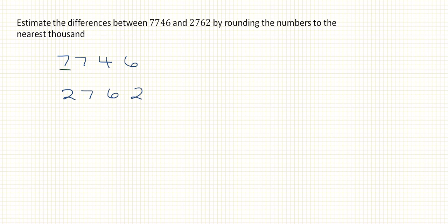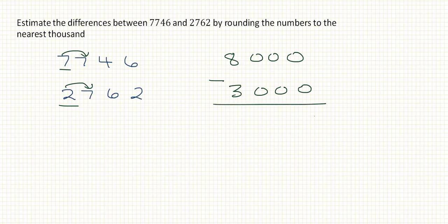So the number in the thousand position here is 7. I look to the right of that number. I have a number that is 5 or more, so I round up to 8,000. The number in the thousand position here is 2. I look to the number on the right. I have a 7, and so I'm going to round up to 3,000. And then now we can subtract. So we have 0, 0, 0, and then 5.